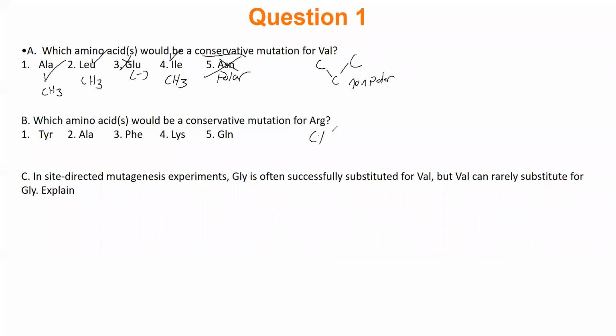For arginine, arginine is positive. So the only conservative mutation for arginine would be lysine because they're both positive amino acids. All right.